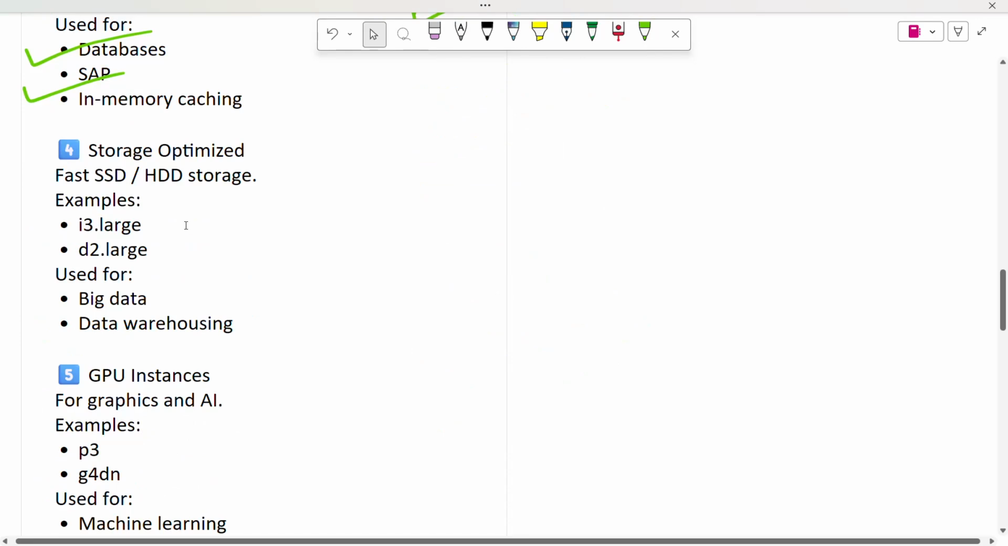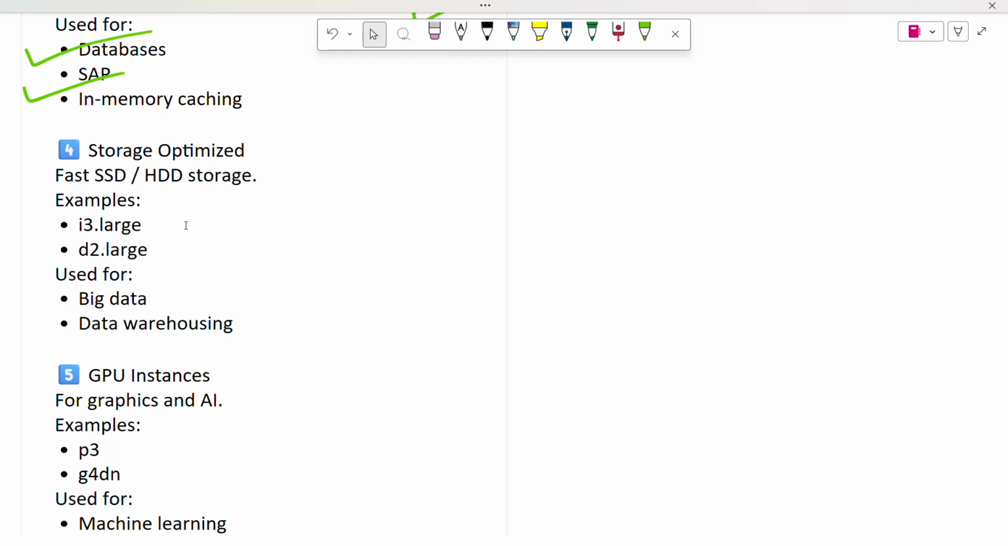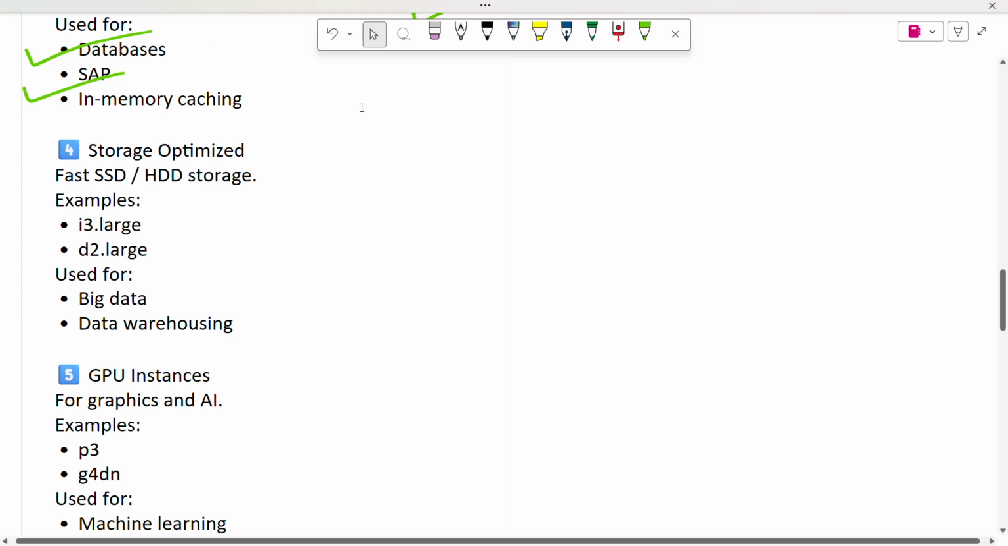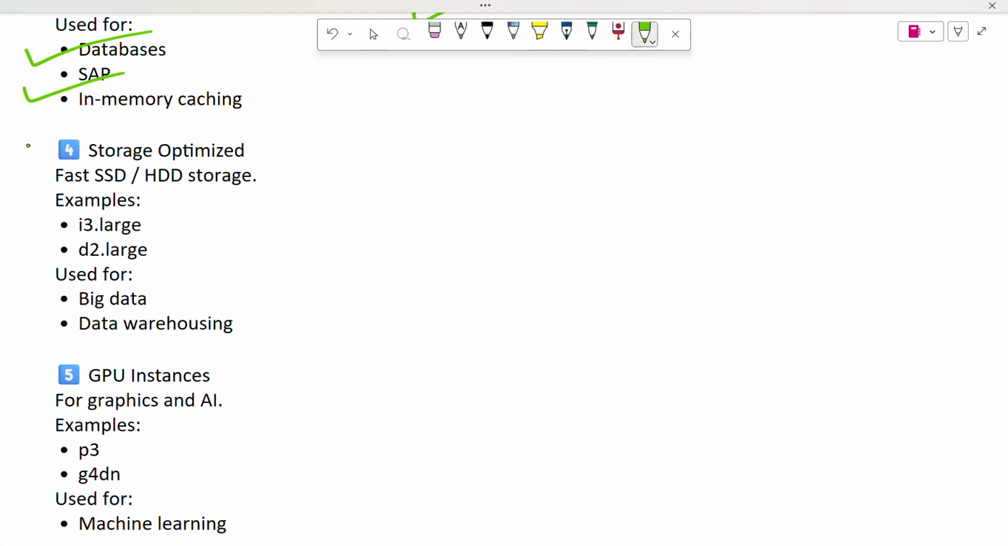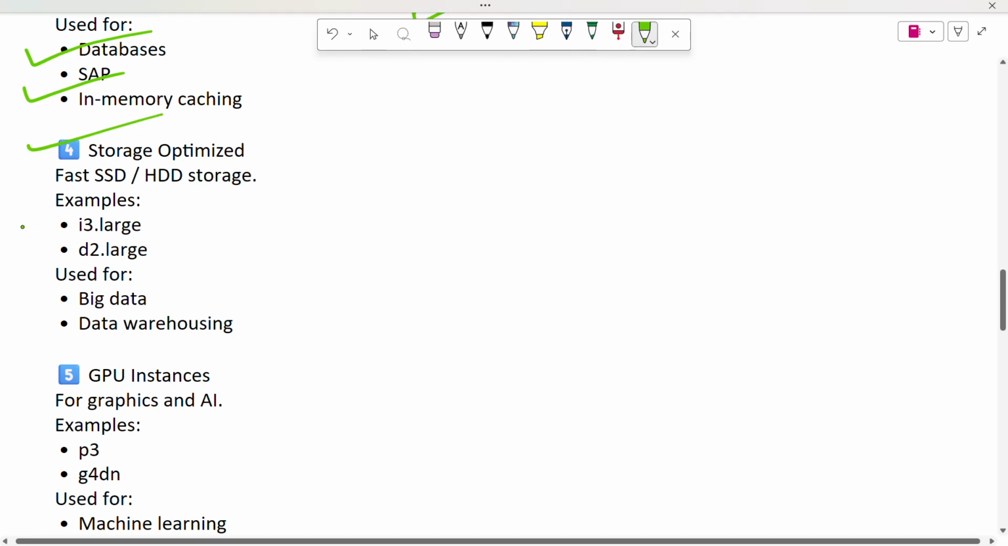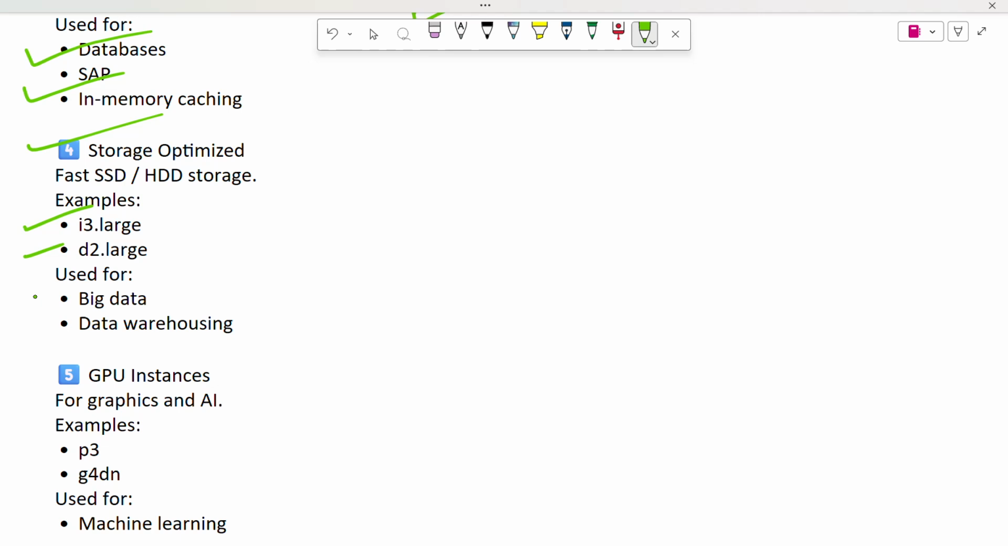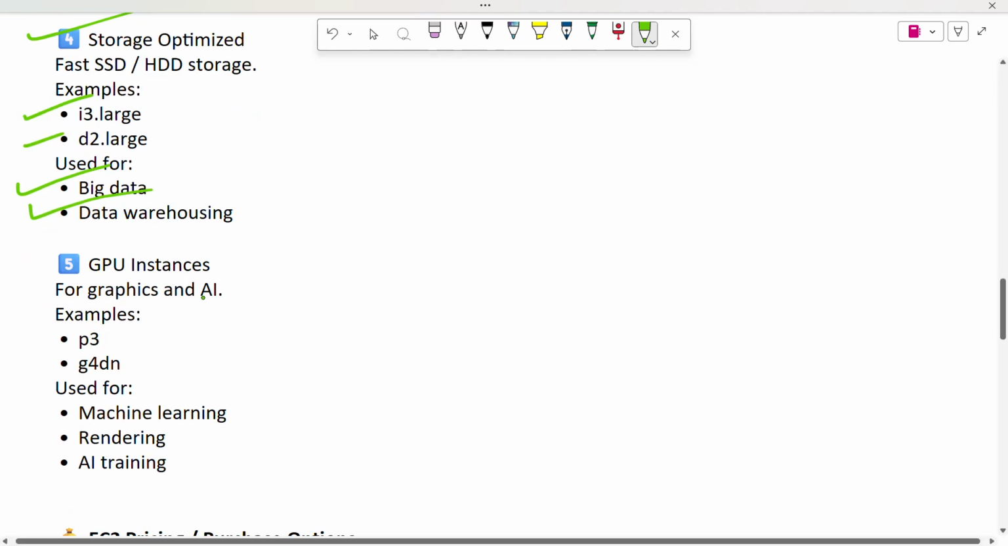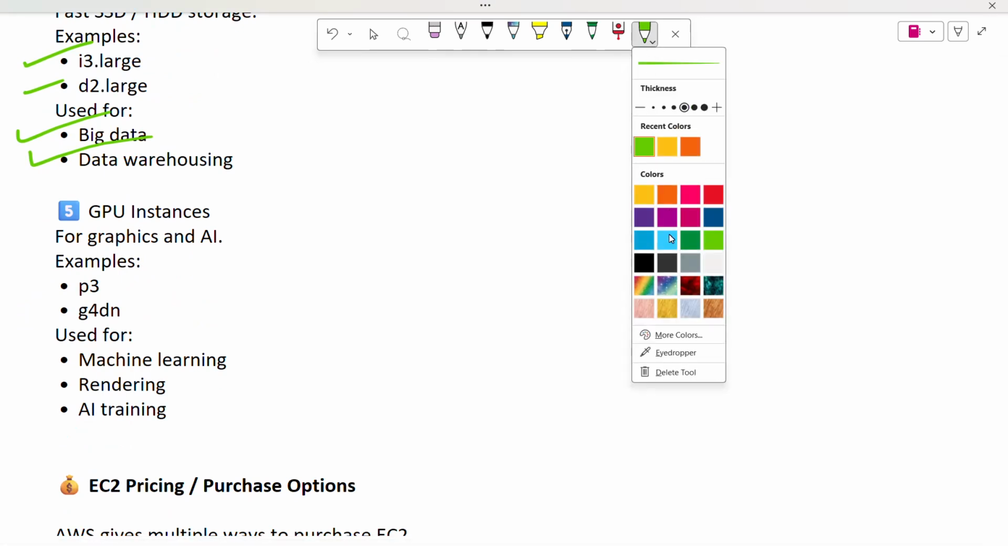So what about storage? In applications like big data and data warehousing, you are saving crucial, critical data. In those cases, you require fast SSD and HDD storage, so we normally make use of the storage optimized instance. It comes with instance types like i3.large or d2.large, and it's used for applications like big data, data processing, and data warehousing. Finally, we'll come to the GPU instances.